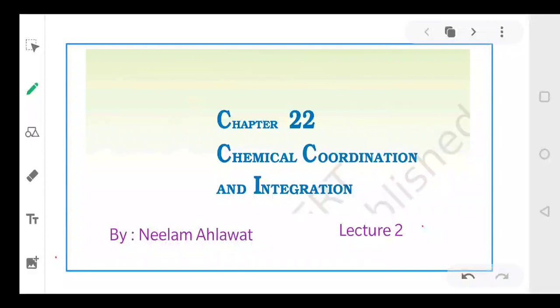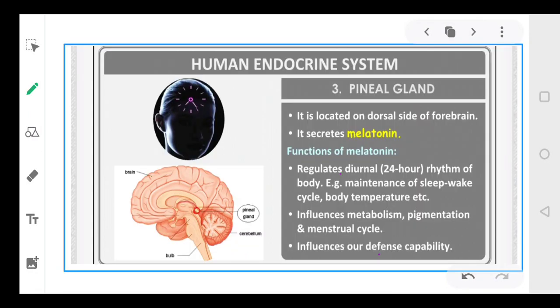Chemical Coordination and Integration. Now, dear students, so far we have talked about the hypothalamus and the pituitary gland, like what are the various hormones that are being produced by the pituitary gland. And in this particular lecture, we'll be talking about the third gland, which is called the pineal gland.